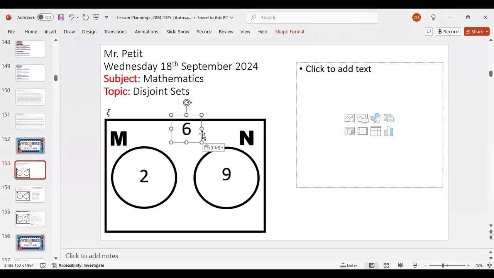So how would you say it, singleton disjoint sets or disjoint singleton sets? That's a good point. When we're referring to the sets as a whole, we call them disjoint sets. But if we're talking about one of the sets, we call it a singleton set. So we say set M is a singleton set and set N is a singleton set.